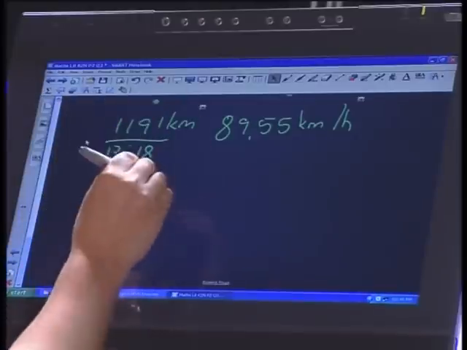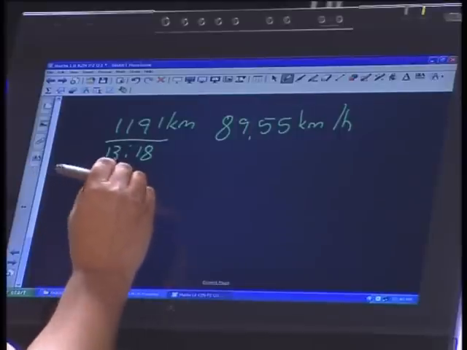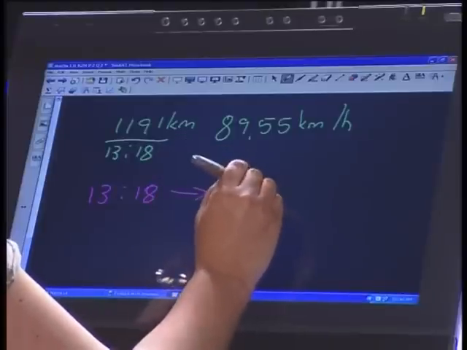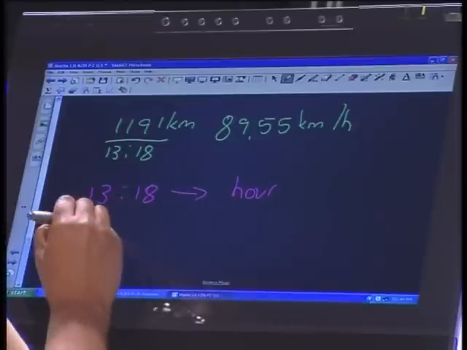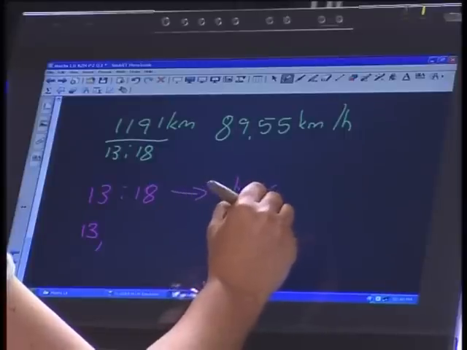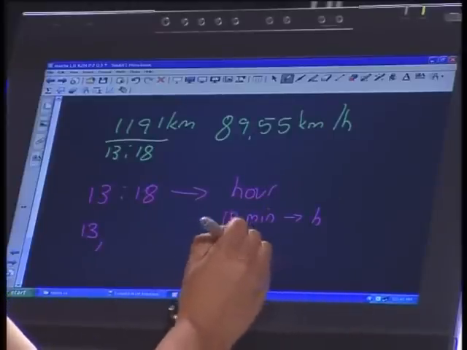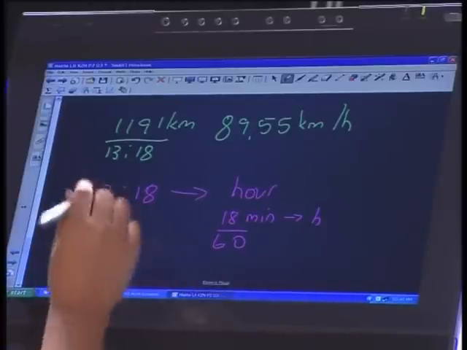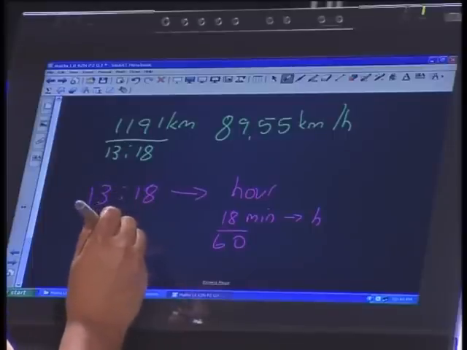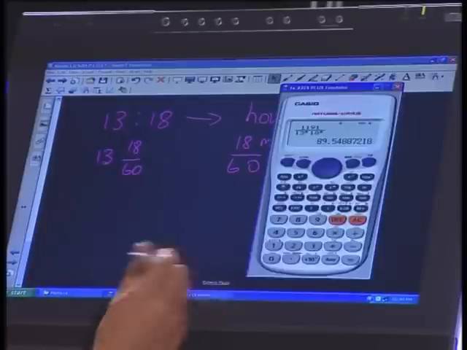But if we don't have that button on our calculator, then how do we calculate this kind of calculation? Well, what we do is, I need a pen to do this, we need to take our 13 hours and 18 minutes and convert it all to hours. So I basically have 13 hours and I need my 18 minutes to be converted. So to convert 18 minutes to hours, I would divide by 60. So I'm basically saying 13 and 18 over 60. So let's do that on the calculator.